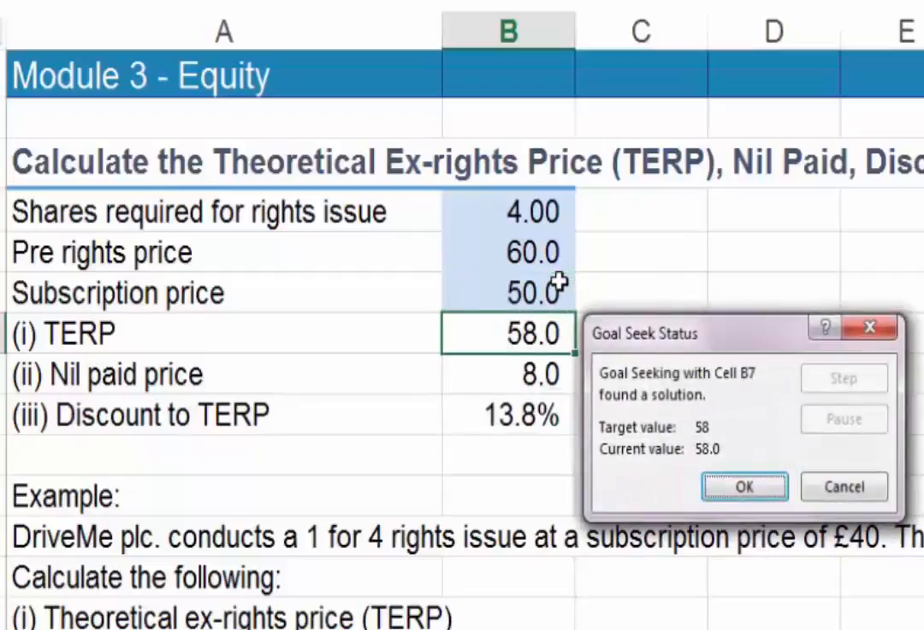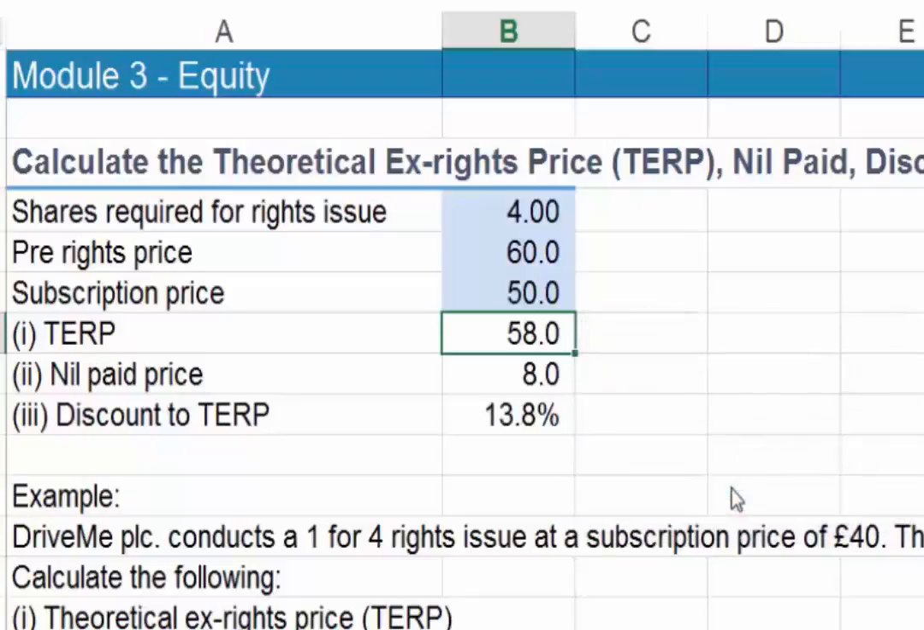So I'm going to hit enter, and it's going to say you wanted a target value of 58. You can see there it says the subscription price comes out at 50. If you set a subscription price of 50, not 40 like the company did, if they set it at a discounted value of 50, then we would end up with a TERP of 58. So you can see the solution there. I'm just going to hit OK, and that's the data we had.